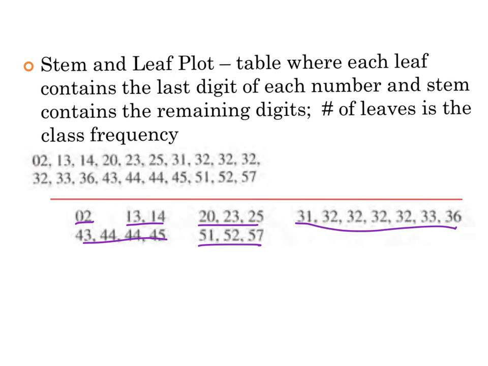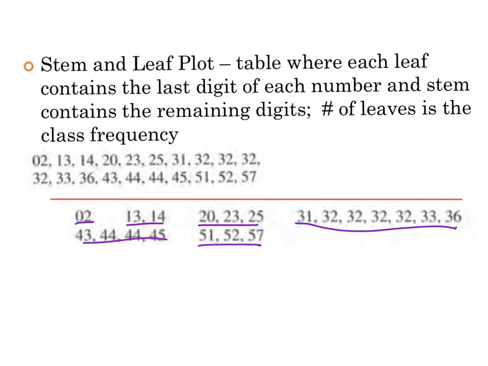there's only going to be 1 digit in the stem and 1 digit in the leaf. There's always just 1 digit in the leaf, because it's the last digit. Okay, the stem could have 2 digits, 3 digits. If these numbers were in the hundreds, then the stem would be 2 digits.